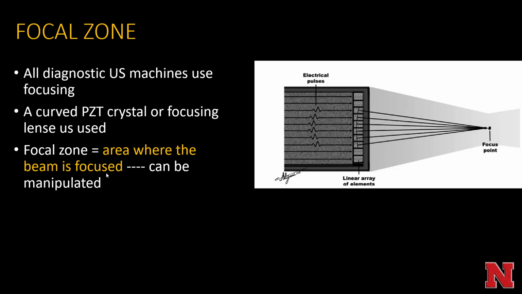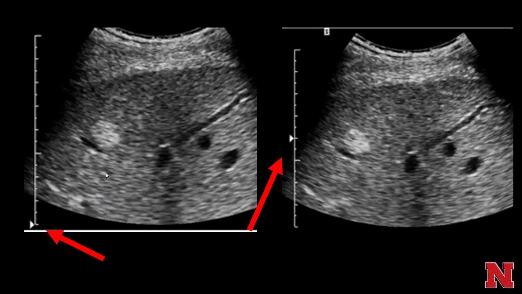Focal zone. So all diagnostic ultrasound machines use focusing. A curved piezoelectric crystal or a focusing lens is used. The focal zone is the area where the beam is focused, obviously. It can be manipulated. And if you're doing a biopsy, you want to focus on that mass that you're sampling, right? Because that's how you'll get the best image of that local environment, making sure your needle goes into the right spot.